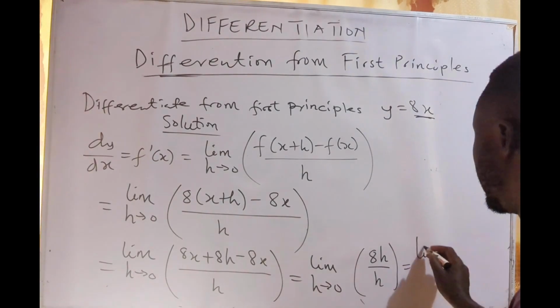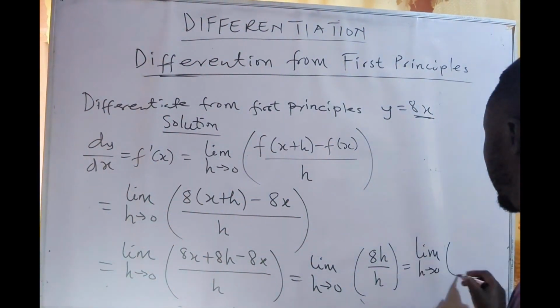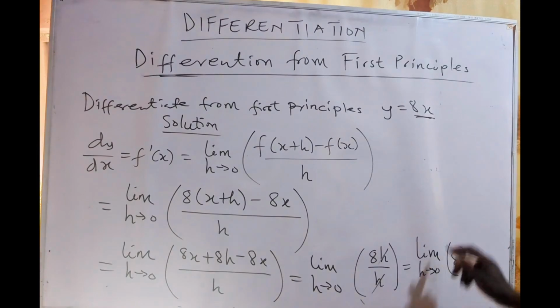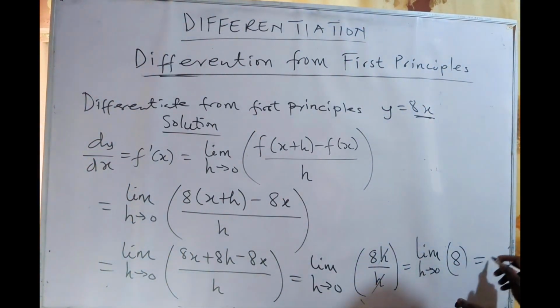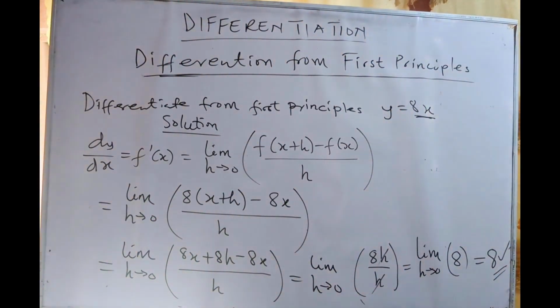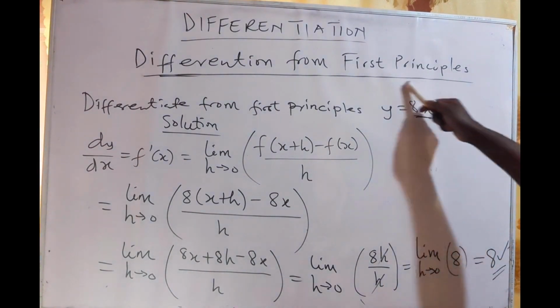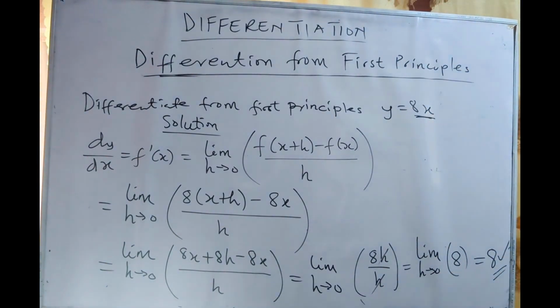And what is 8h over h? The h will cancel h, and it will give us 8. So our limit as h approaches 0, since we don't have any h value here, will become the constant 8. So our answer is 8. When you differentiate this particular function, y is equal to 8s, your answer will give you 8.